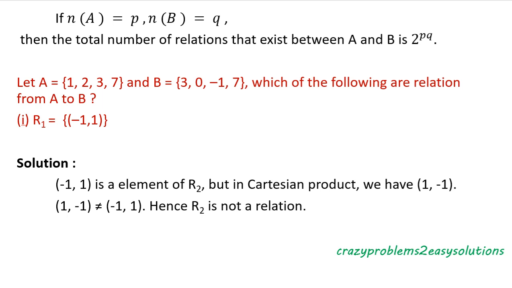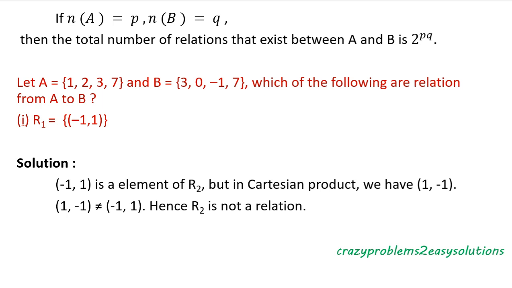If n(A) equal to p and n(B) equal to q, that means the number of elements in the set A is p and the number of elements in the set B is q, then the total number of relations that exist between A and B is 2 power p into q. We have to write it as 2 power of p into q.